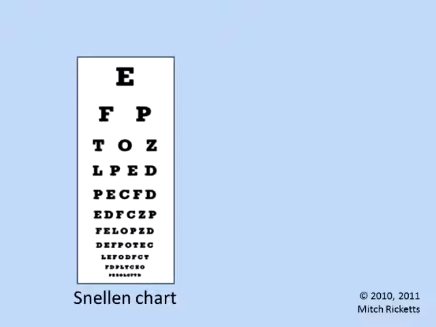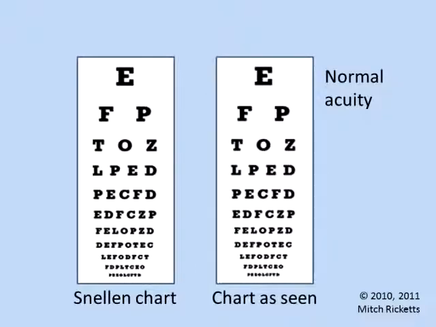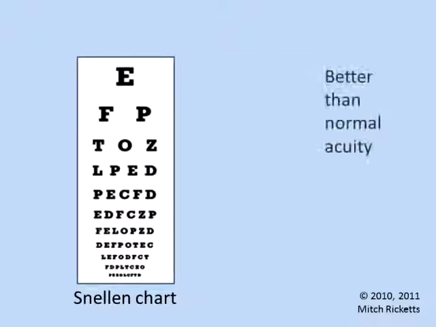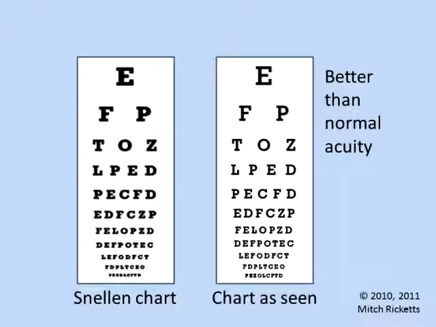Visual acuity is expressed as a fraction. For instance, if you have 20/20 vision, your acuity is normal. That means the smallest letters you recognize at 20 feet are the same as the smallest letters a normal person recognizes at 20 feet. Young people often have better than normal acuity. For instance, if you have 20/10 vision, you recognize letters at 20 feet that a normal person would recognize only if they were closer to the chart at 10 feet.